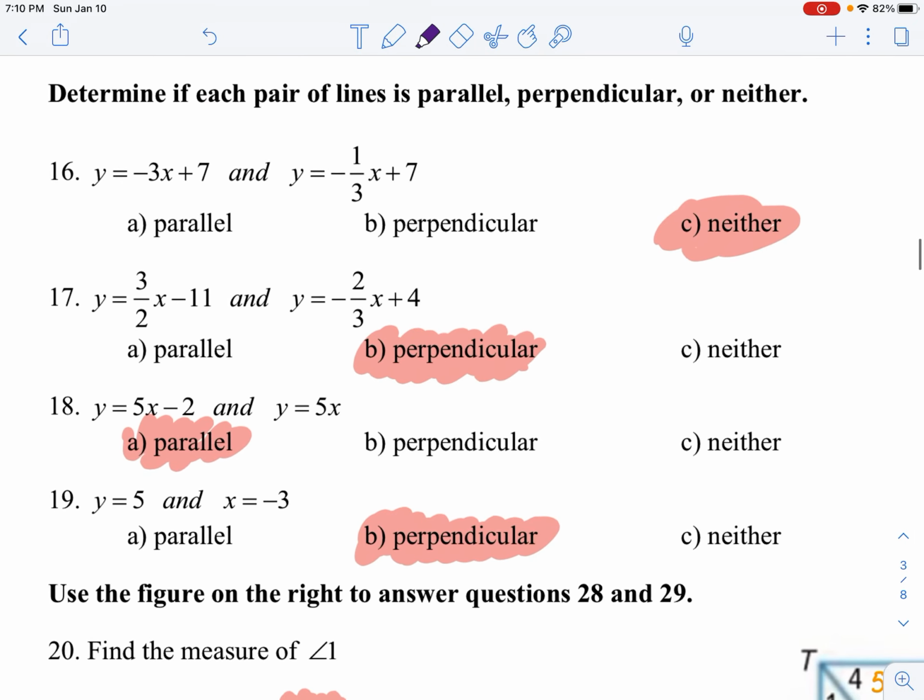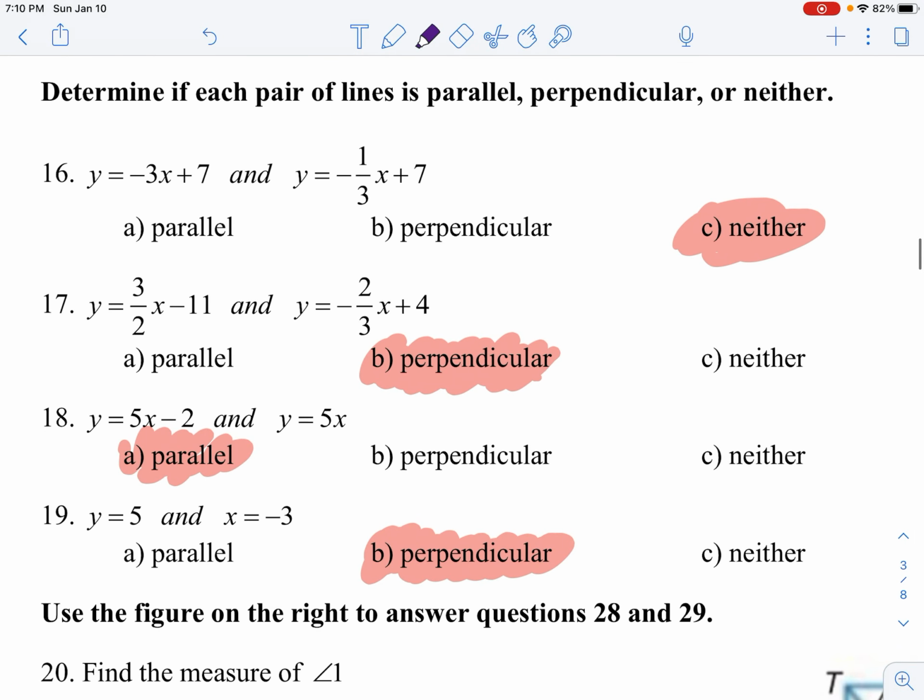Number 16, let me zoom in. Number 16 here. It wants parallel, perpendicular, or neither. For this one, we're looking at our slopes. Our slopes are reciprocals, but they have to be also opposite reciprocals to be perpendicular. These ones are both negative, so this is neither.